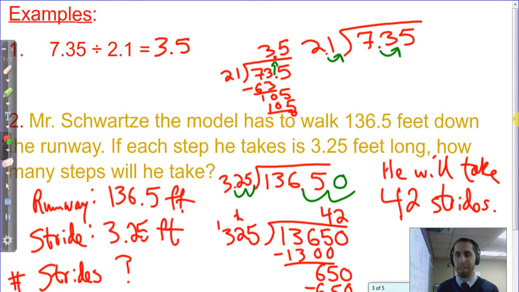Yeah, so I need to count my steps because I'm just focused when I'm walking down. I mean, whoever this Mr. Schwartz is, he's focused when he's walking down the runway. So probably just counting the steps to know when he gets to the end.